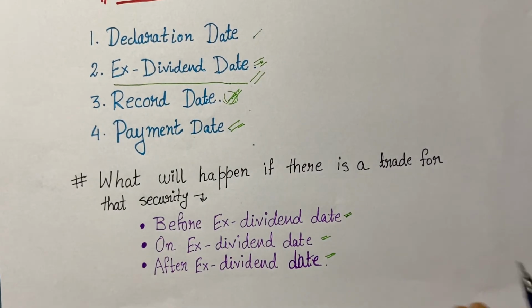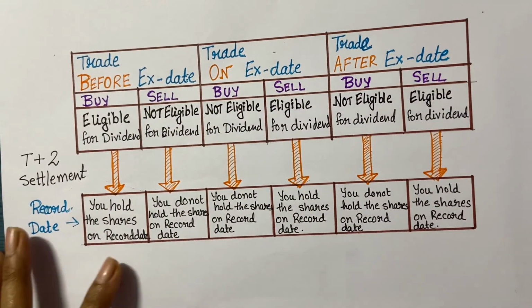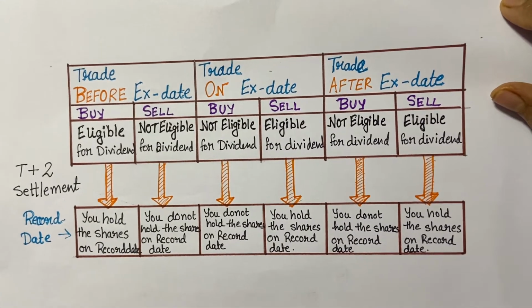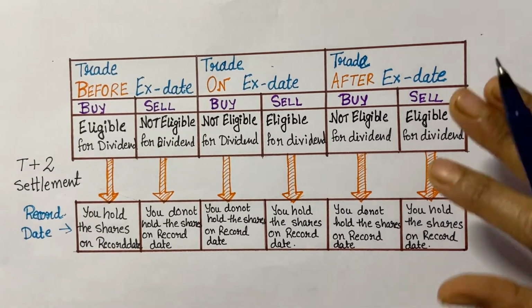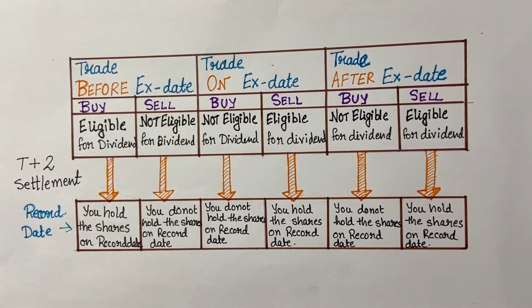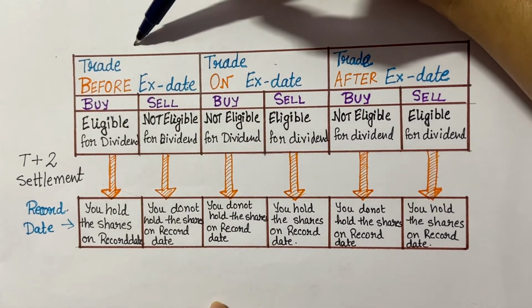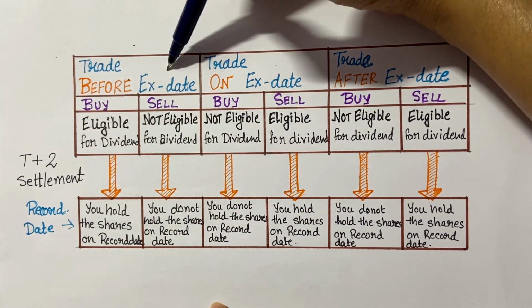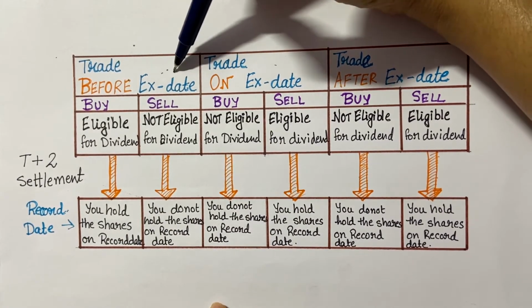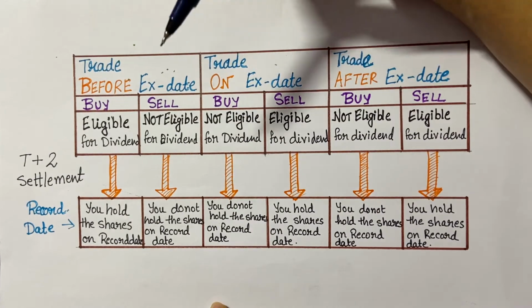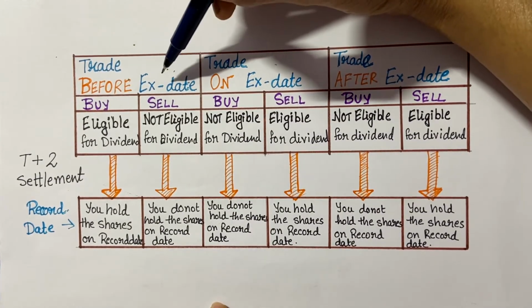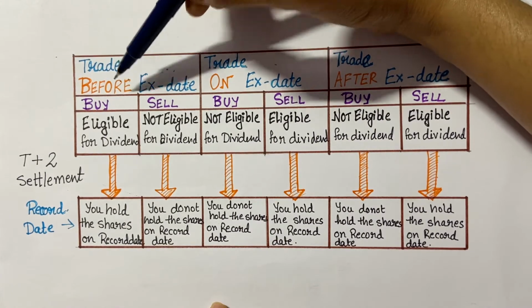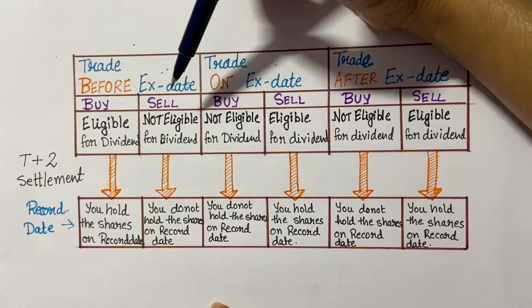So here I have created a chart. If you see this, it will be easier for you to understand how the trade is going to impact your dividend. The first table is called the trade before the X date, that means the ex-dividend date. Now I will call the ex-dividend date the X date. So if you have a trade before the X date, how is it going to impact?